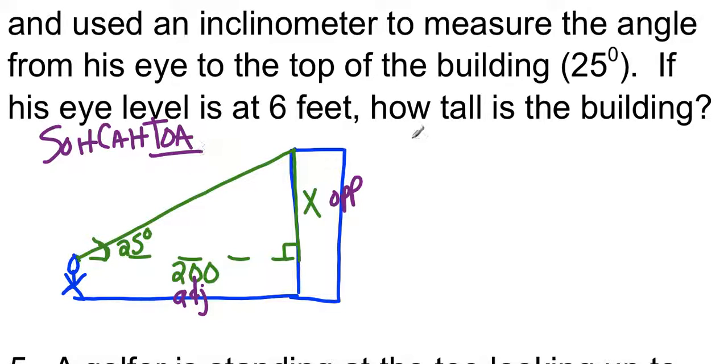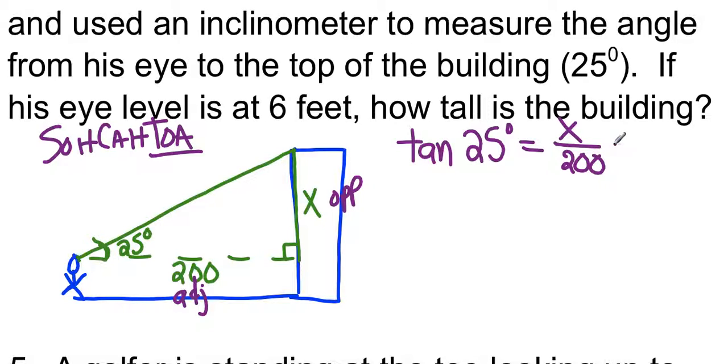So here's how we're going to do that. We're going to say the tangent of the angle, tangent of 25 degrees, is equal to the opposite side over the adjacent side. So that's our setup. And now we want to solve this for x. So to solve for x, all we have to do is multiply both sides by 200. Those 200s are going to cancel. And we're just going to type this into our calculator.